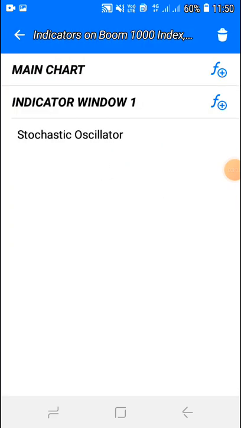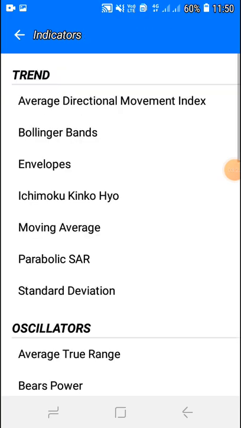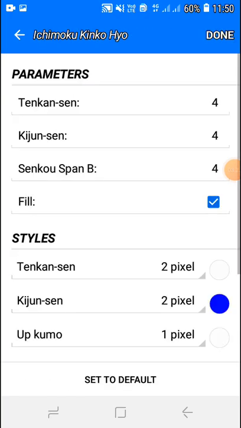When you're done adding your stochastic, you're going to click on main chart, F plus button, and add your Ichimoku Kinko Hyo. Make sure that your parameters are like this: the Tenkan-sen should be 4, Kijun-sen 4, Senkou Span B 4. Fill it in.